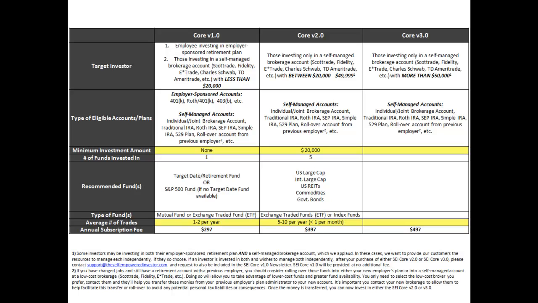V3.0 has a minimum investment amount of $50,000 as this product takes global diversification to a whole other level by investing in 13 strategic asset classes. Those 13 asset classes are 4 within the U.S. markets, 4 across the international markets, emerging markets, global REITs, commodities, TIPS or Treasury Inflation Protected Securities, and government bonds.